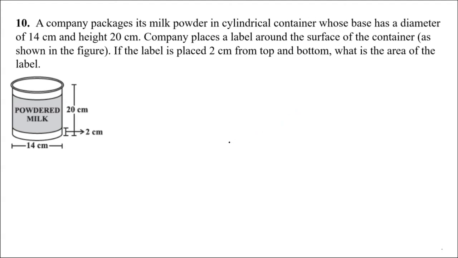Here you need to observe that 2 centimeters is left from the bottom as well as from the top. So the label will have a height equal to 20 minus 2 from the top as well as from the bottom, which is 16 centimeter. Here the radius of this cylindrical container is half of the diameter, which is 7 centimeter.